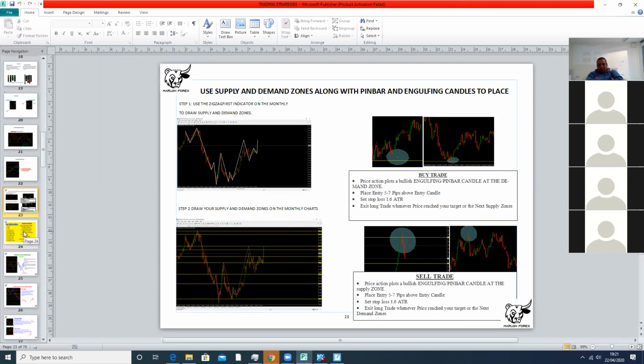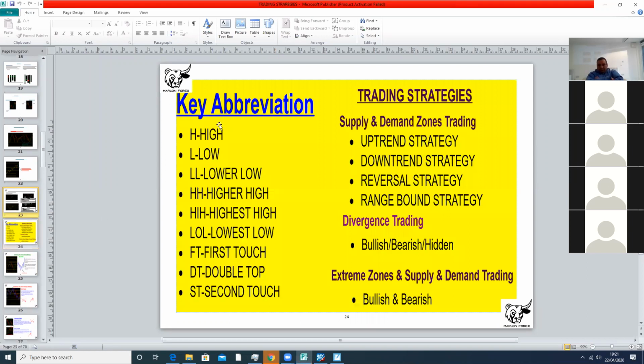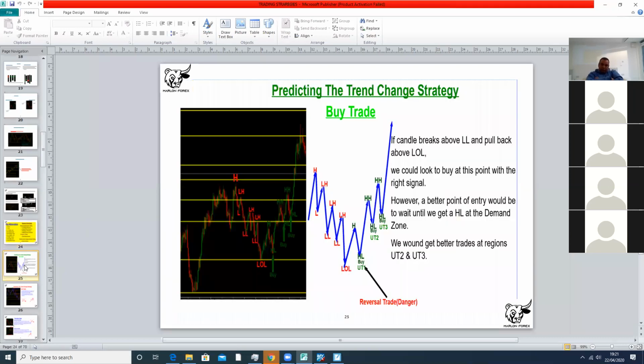Now, what I then look at is, I'm trying to trade with the trend. And what I'm going to talk to you about now is trying to predict where the trend is going to change, and where the downtrend is going to change. That's what we're going to be looking at now. So I'm predicting the trend change. Now, this is something that I've been working on as a strategy for a while.